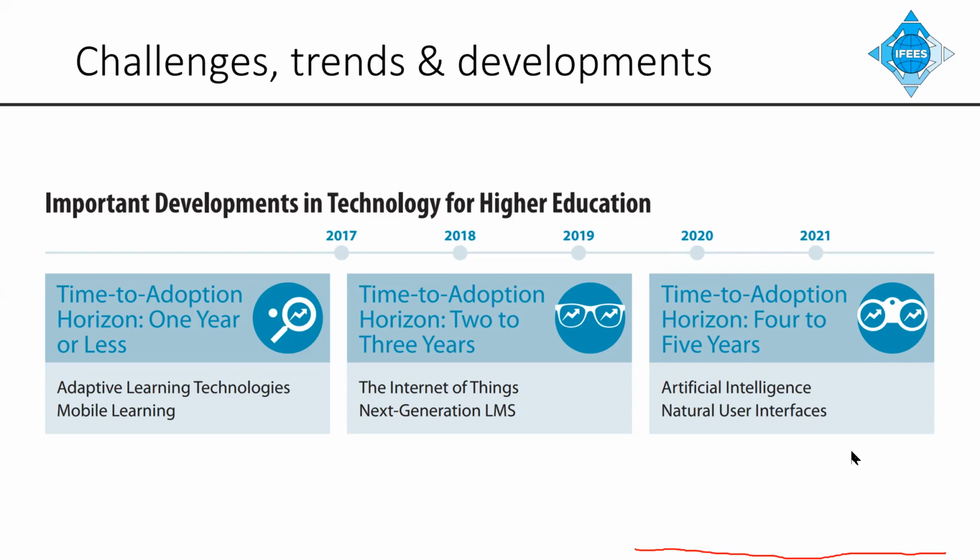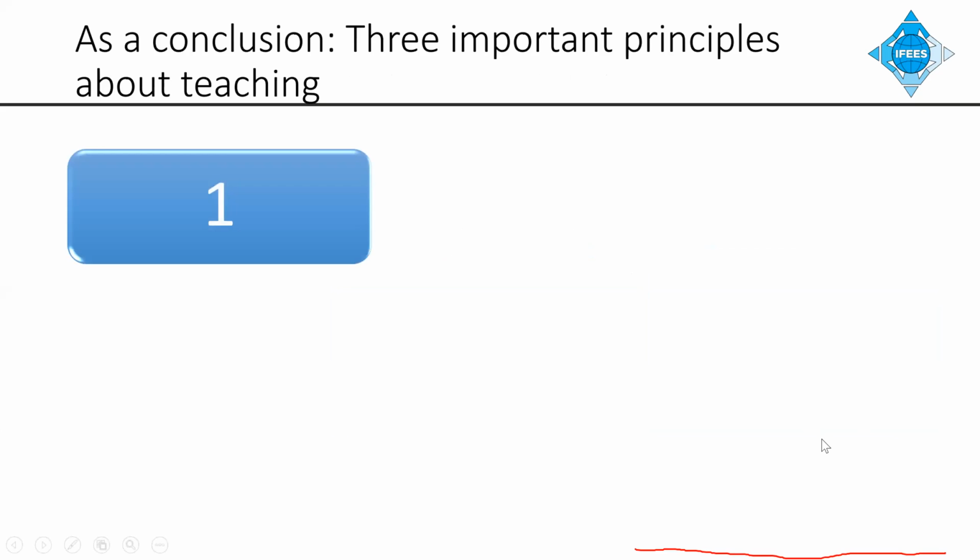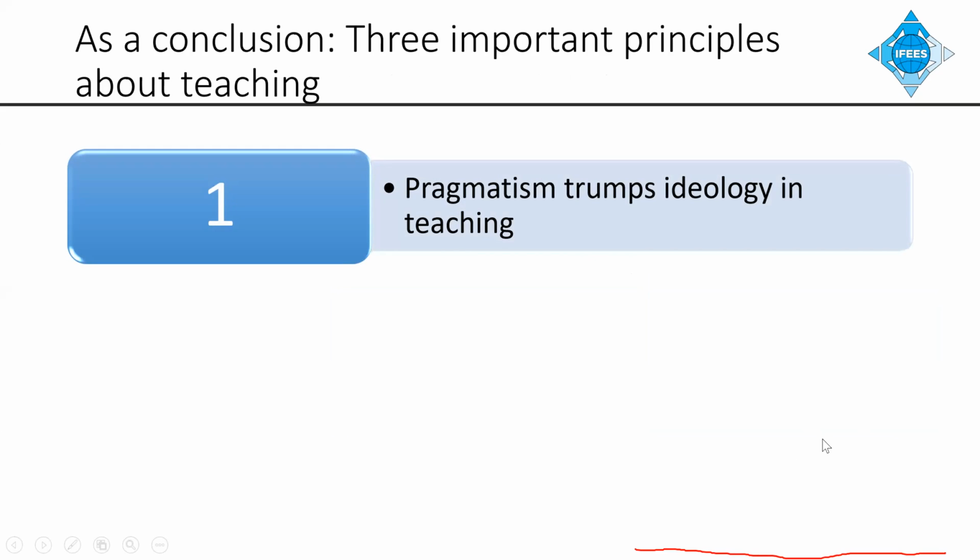But I don't want to finish this presentation without sharing with you what I think are the 3 most important principles about teaching. And these principles are, first, pragmatism trumps ideology in teaching, which means that the only thing that is useful for a professor, for a teacher, is the one that he has already tested and has realized that it is useful for him.